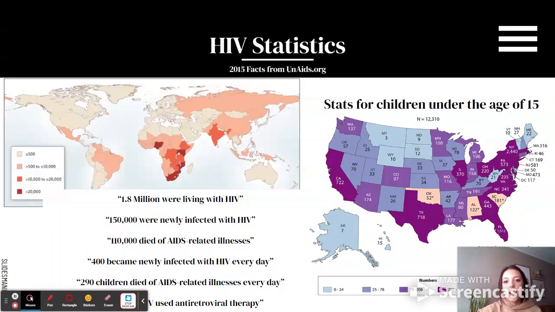Here are just some statistics for HIV. 1.8 million were living with HIV, 150,000 were newly infected with HIV. In the graph on the right, you can see the stats for children under the age of 15. Nebraska is 33, California is 722. I just thought that this was an interesting visual, kind of to represent this. You can also see in the visual on the left how drastic it is in these lower income countries, like over 20,000 in parts of Africa.